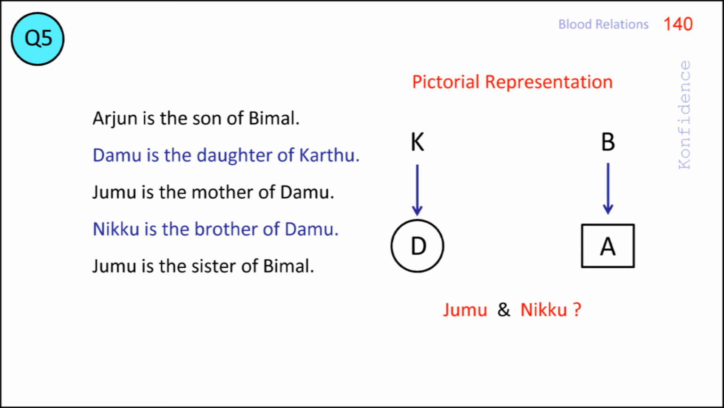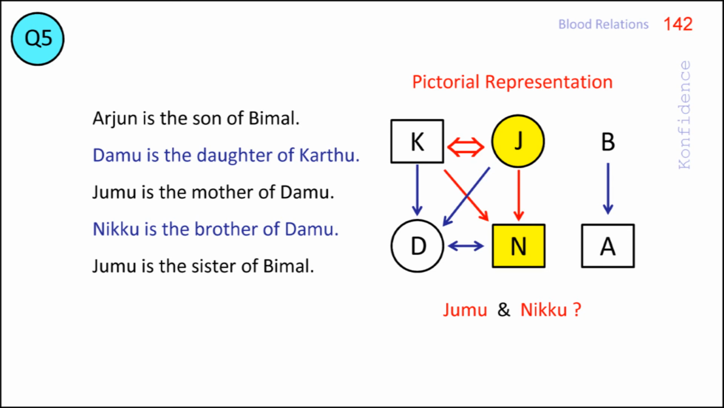Next, we represent the relation Damu is the daughter of Kartu. Here we know that Damu is a female, but we do not know the gender of Kartu yet. When we look at the next relation, Jumu is the mother of Damu. We know that Jumu is a female. As Jumu is the mother of Damu, who is the daughter of Kartu, Kartu should be the husband of Jumu, and so Kartu is a male.